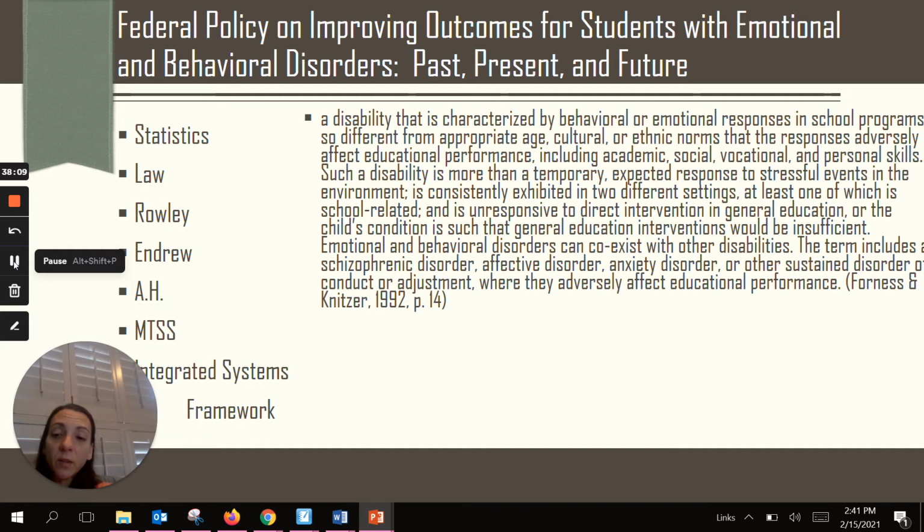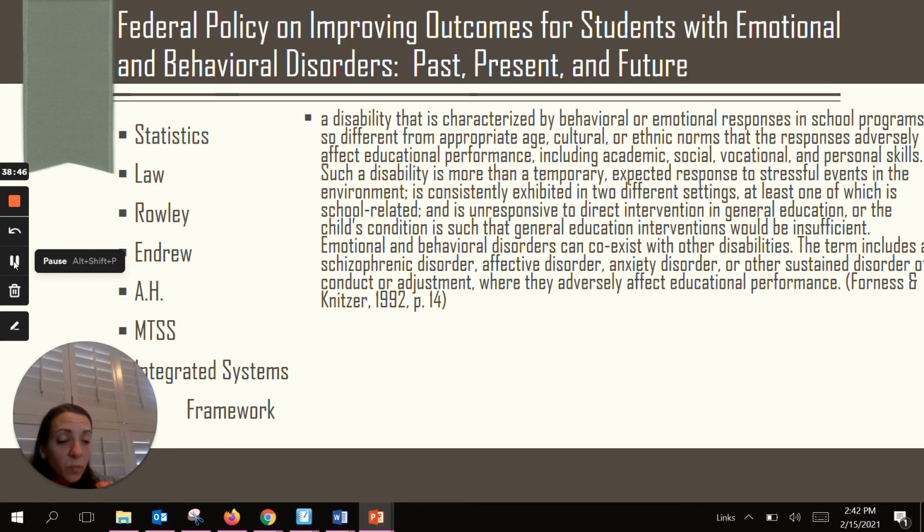They're less likely to be included in the general ed setting. 46% spent more than 80% of time in an inclusive setting, whereas it's 62% for all students with disabilities. They're placed in alternative settings more than twice the rate of other disabilities. They're more likely to be arrested, 49% versus 2 to 23% of the other 12 disability categories. And these stats haven't changed since 1991, that Peacock Hill group.